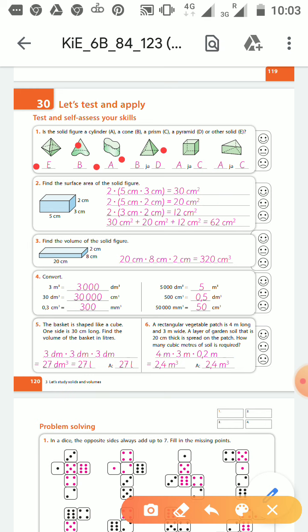Could be B or D. It could be a cone or a prism. This one here could be A or C, so it could be a cylinder, or it can also be a prism, A and C there as well. Next, you've got to find the surface area, not the volume, the surface area of the shape.